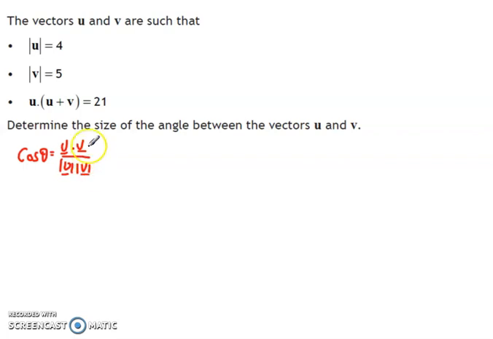Now this looks pretty straightforward because we're told the magnitude of u and we're told the magnitude of v. Fabulous. We've got the bottom, but we don't have u dot v. However, I can take this relationship here and use that to my advantage to find u dot v. If I use the distributive law and multiply out this bracket here, what I end up getting is that u dot u plus u dot v is equal to 21.